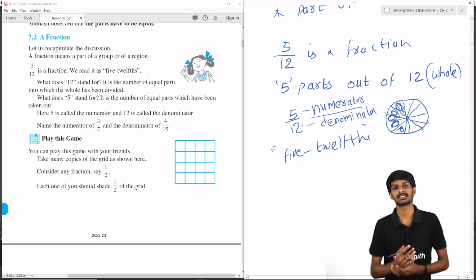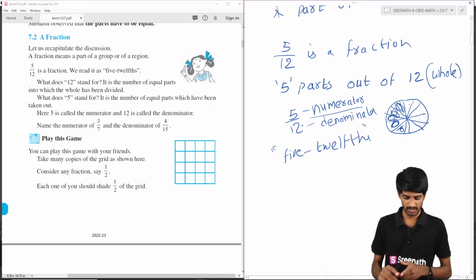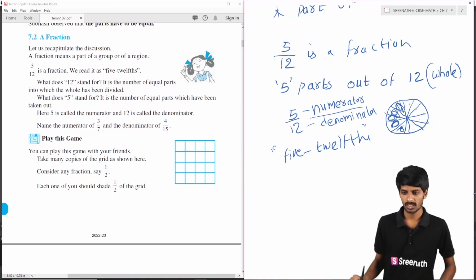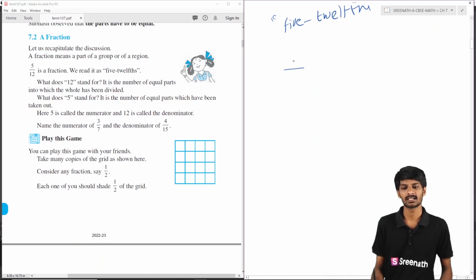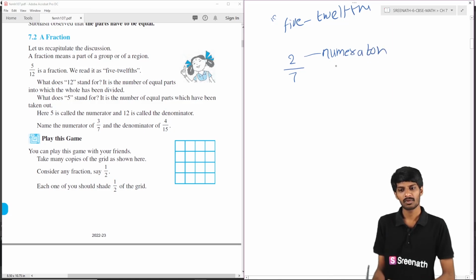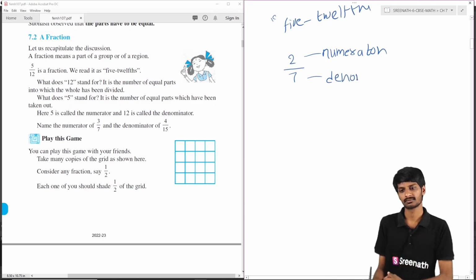Okay, students, that is the key. So what is meant by the numerator and what is meant by the denominator? Simply, if there is a fraction like 2 by 7, the number on the top of the bar is called the numerator, and the number below the line is called the denominator.